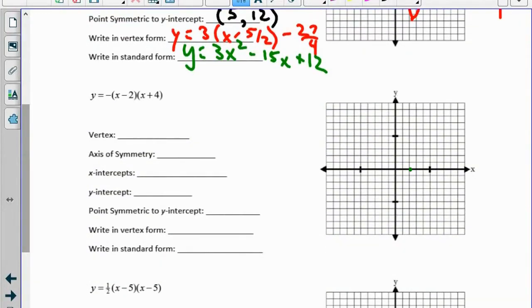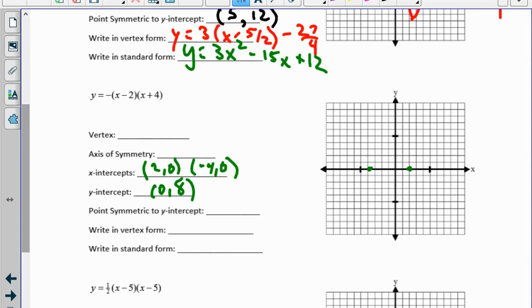Problem 2, y equals -(x minus 2)(x plus 4). So that means my intercepts are at 2 and -4. My y-intercept will be what happens when I substitute 0 in. So I get -2 times 4, which is -8, times that negative on the outside. So that's (0, 8).